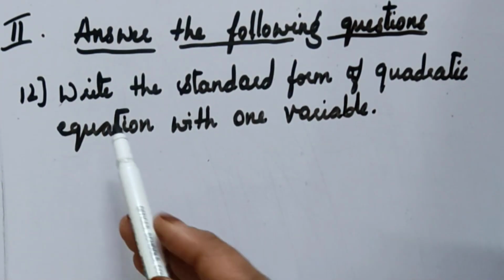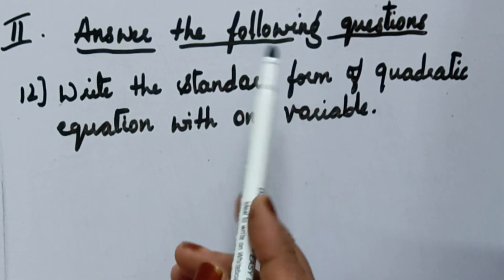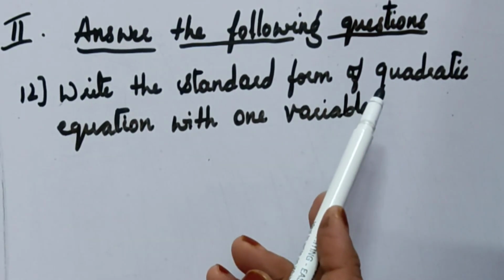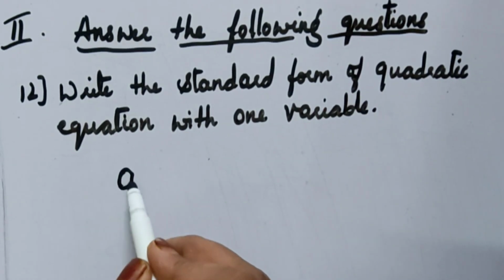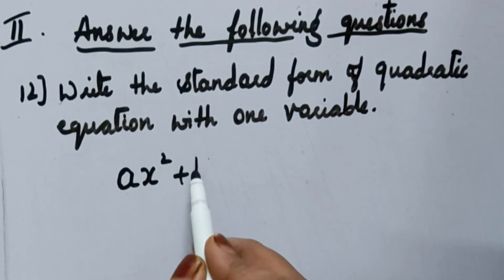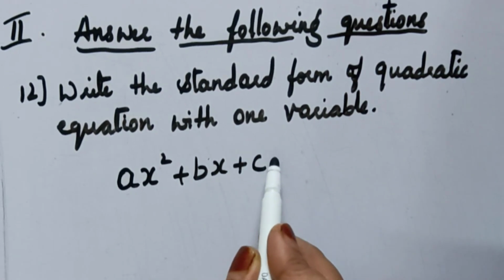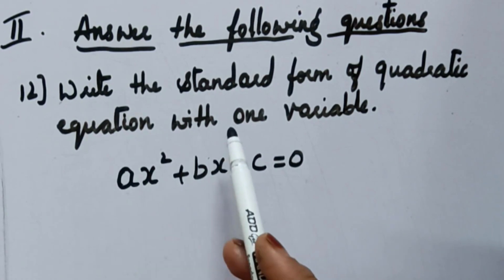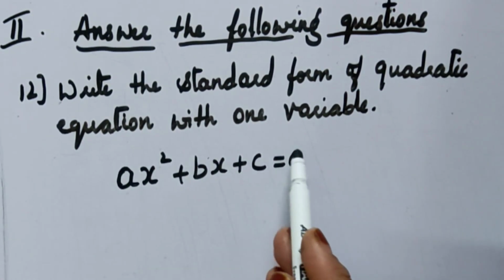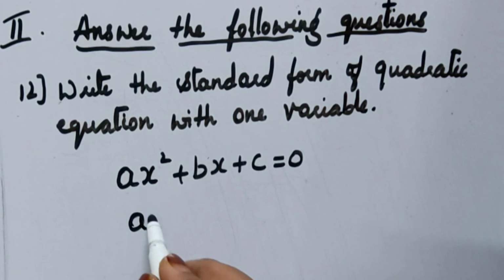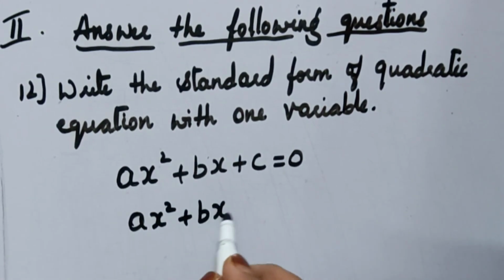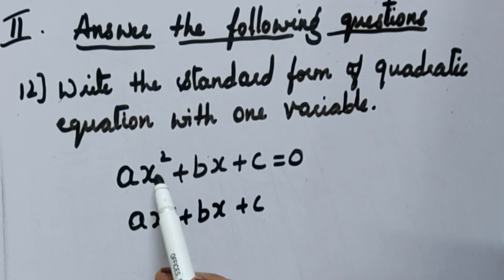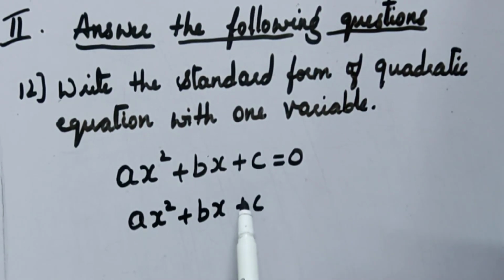Here we have got the next question. Write the standard form of a quadratic equation with one variable. The quadratic equation will be ax square plus bx plus c equals 0. If the question says write the standard form of a quadratic polynomial, then we are not writing equals to 0. ax square plus bx plus c is the quadratic polynomial, and this is the standard form of a quadratic equation.